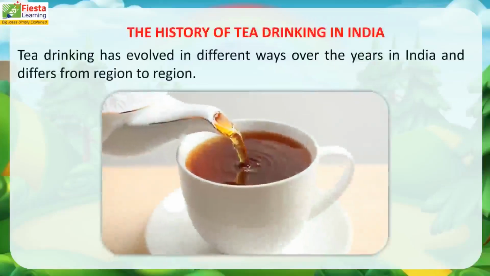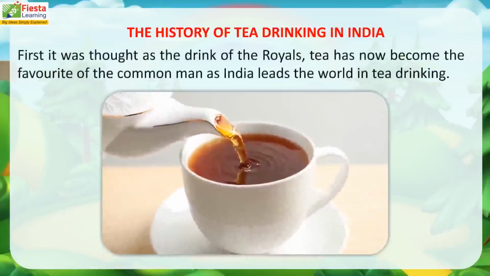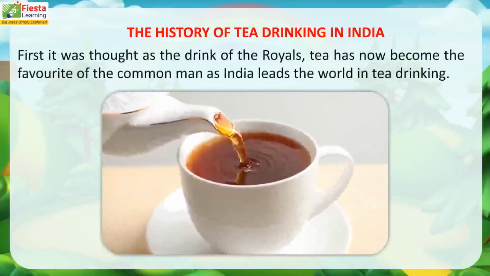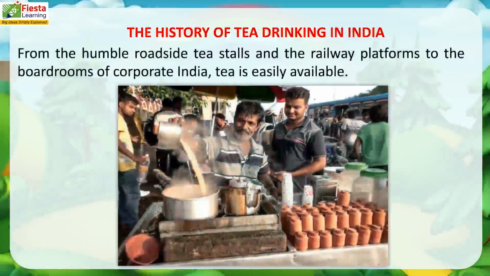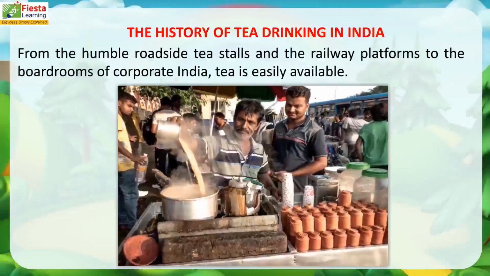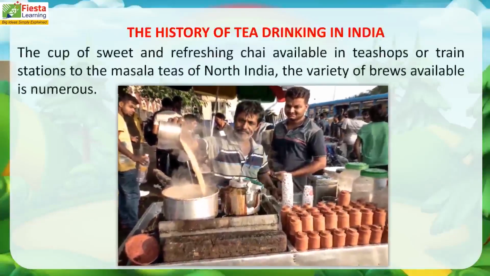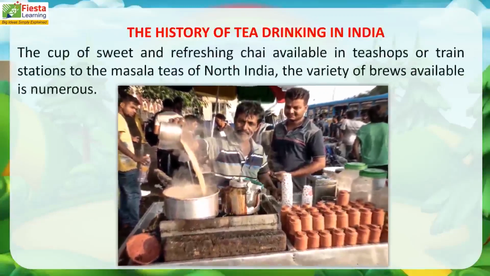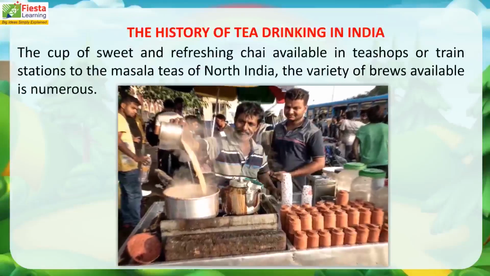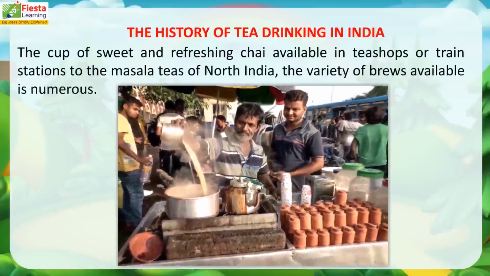The history of tea drinking in India. Tea drinking has evolved in different ways over the years in India and differs from region to region. First, it was thought of as the drink of the royals. Tea has now become the favorite of the common man as India leads the world in tea drinking. From the humble roadside tea stalls and the railway platforms to the boardrooms of corporate India, tea is easily available. From the cup of sweet and refreshing chai available in tea shops or train stations to the masala teas of North India, the variety of brews available is numerous.